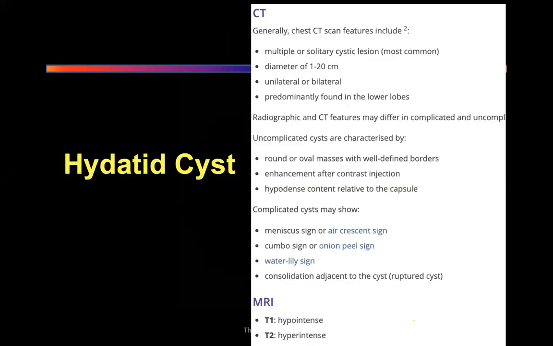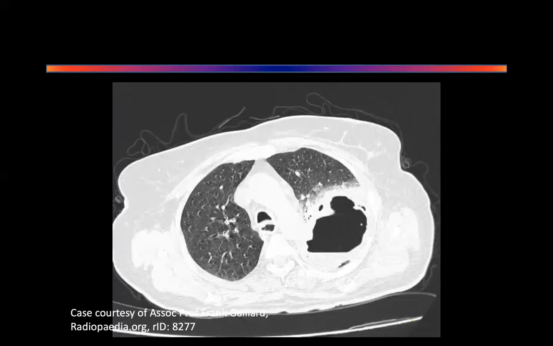So just quickly, here is the thing about hydatid cyst. Two or three signs. Air crescent sign or meniscal sign, which we spoke about. Combo sign or onion peel sign. Water lily sign. And always consolidation adjacent to the cyst is due to ruptured cyst, so this is something that you have to worry about. Okay. Next.